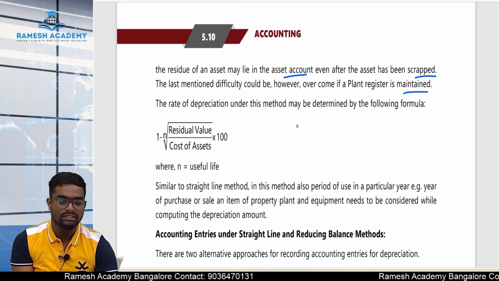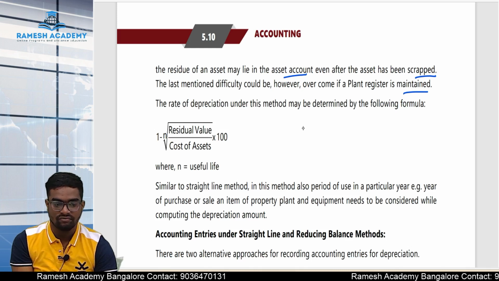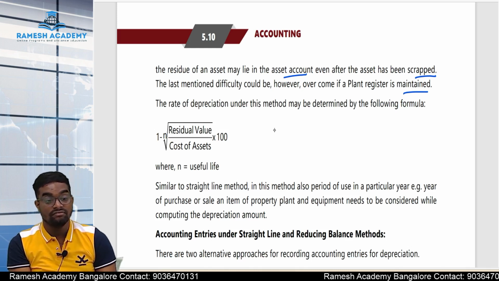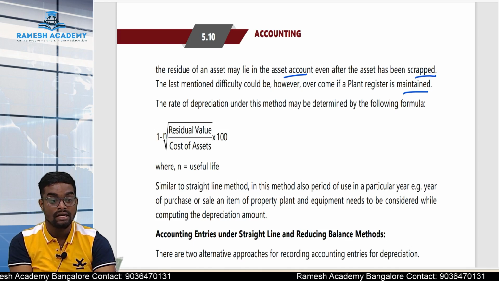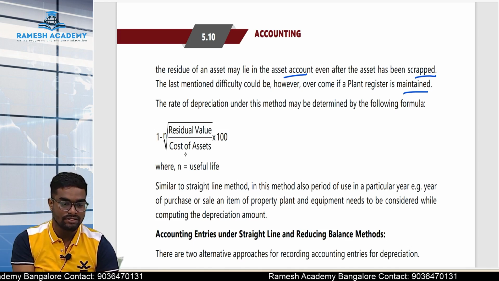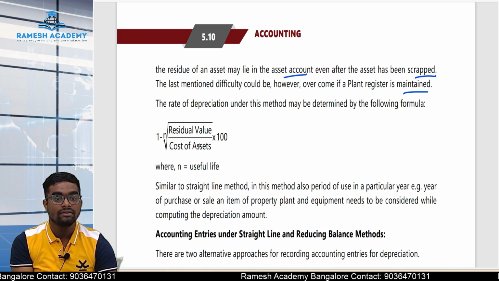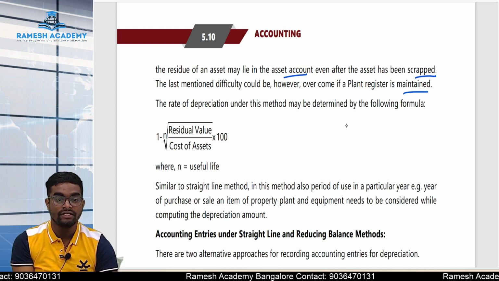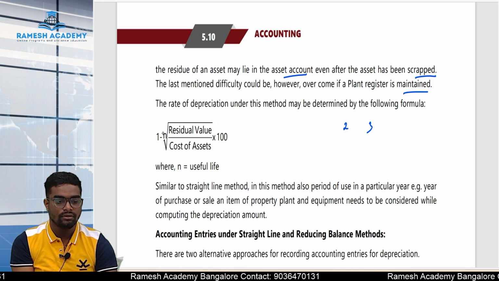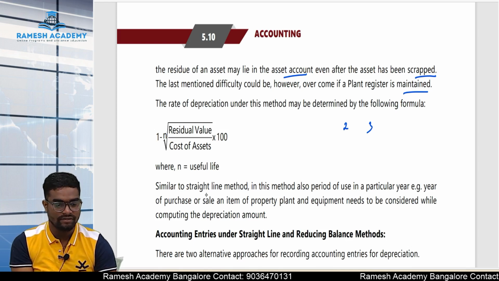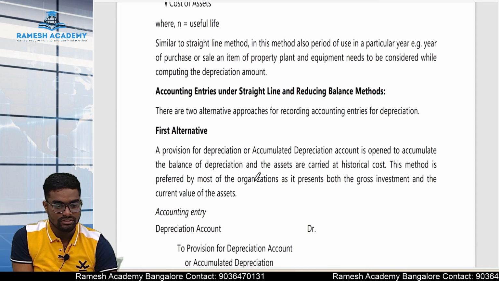The rate of depreciation under this method may be determined using the following formula. See, this is the formula. How did they calculate? Residual value divided by the cost of asset into 100. Take the root to the power of n. So if it is 2, it will be square root. If it is 3, it is cube root, and it should be subtracted from 1. So we will see problems based on this, no worries.